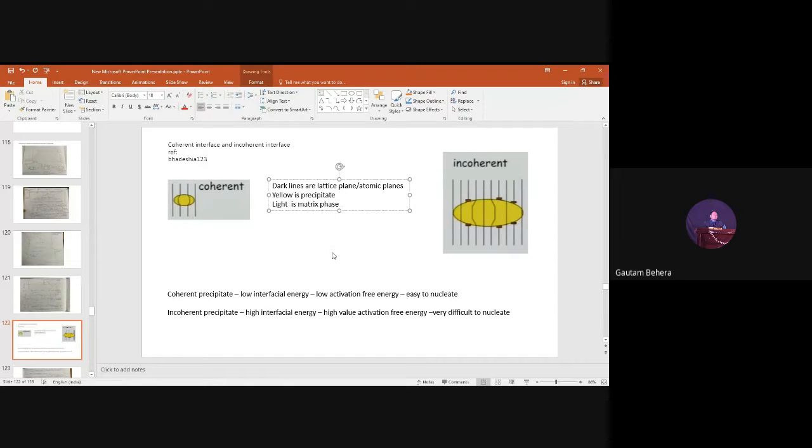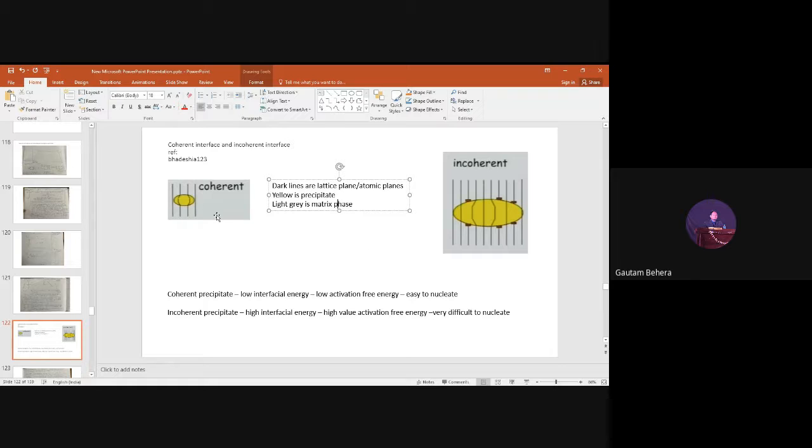Brown. Actually, if you change your position, the color is changing, right? If I stand right now and look at this one, it looks light pink. But if I sit and look, it looks like a light ash color, I think. Gray, brown, sir. Gray color, yes. Light gray. So this is your matrix, gray color, and this yellow part is a precipitate, and these lines are atomic lines or lattice planes.